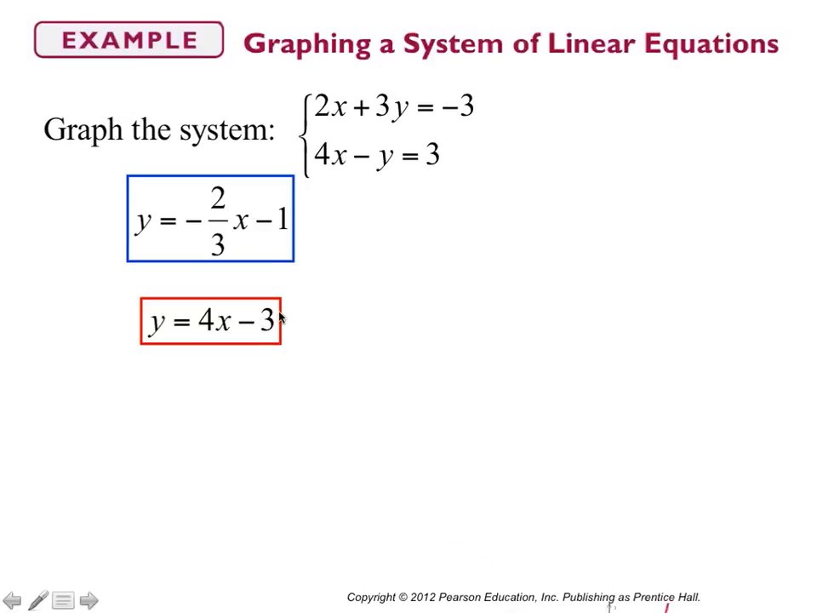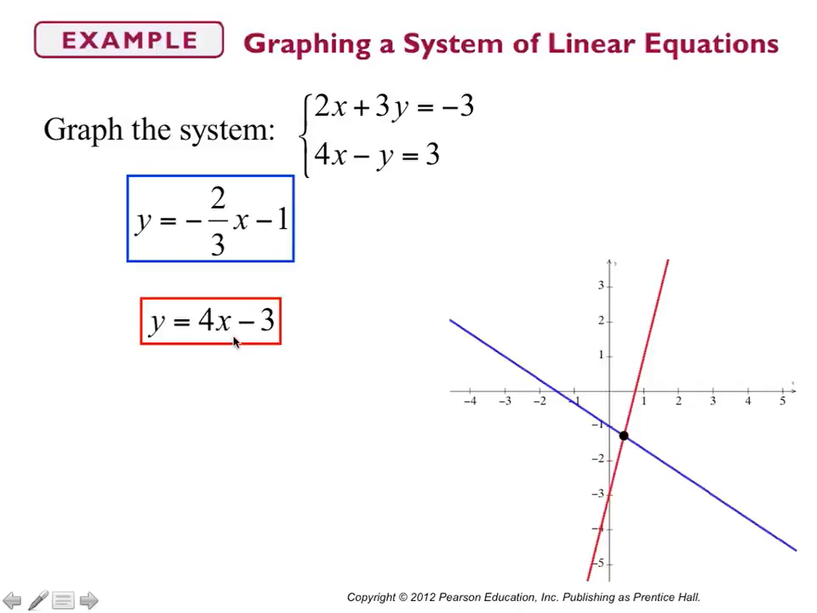Now it shouldn't be too difficult to graph these. Let's look at the red line first. The y-intercept is this -3, because it's always y equals mx plus b, where b is your y-intercept. So we go down to -3, and then the slope is 4, meaning that we should go up 4, 1, 2, 3, 4, and then over 1 to get a new point. So this is our red line right here.